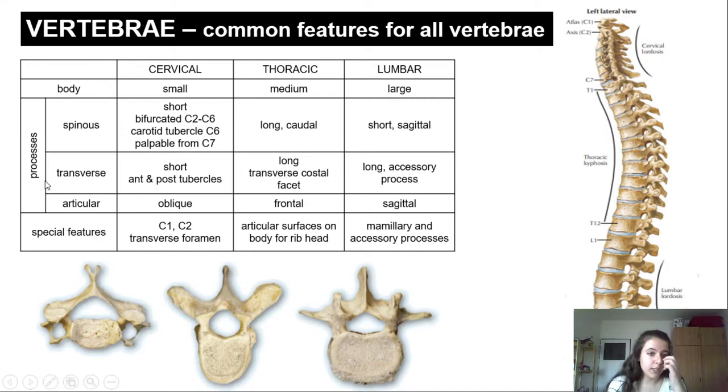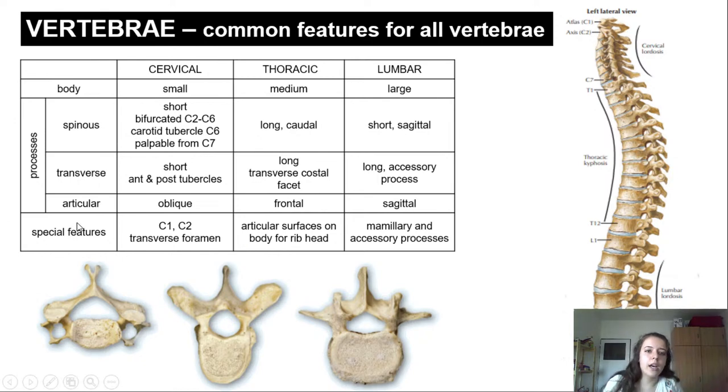Finally, the articular process. The articular processes serve for the intervertebral articulations, so for connection of all the vertebrae. We're going to have the superior and the inferior articular processes, which are going to be in different orientation based on the segment. So in the cervical segment, you can see how they are in an oblique position, while in the thoracic one, they are in a frontal position, and in the lumbar one, they're in a sagittal position. So a sagittal position is the same one as the spinous process.